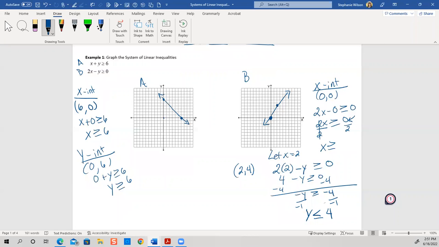So any ordered pair above this line. Let's go with 3, and what's above it? 1, 2, 3, 4, 5. Let's go 3, 5, and plug it in. So I got 3 plus 5 is greater than 6. That's 8 is greater than 6. So true. So I'm going to shade this part of the graph, because all the points on this part of the graph are going to make that equation true.